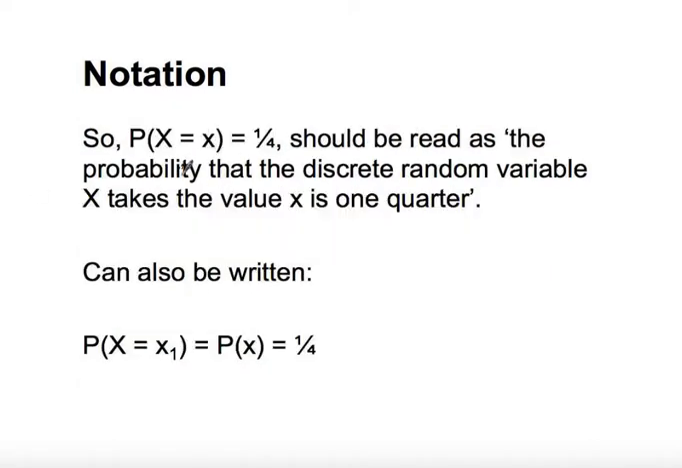Now just to clarify this, if I've got this statement here, this reads as probability of the discrete random variable X is equal to the specific value, whatever X may be, equals 1/4. And here are some various ways that we can write this down, looking at a particular observation value, or just writing probability of X.